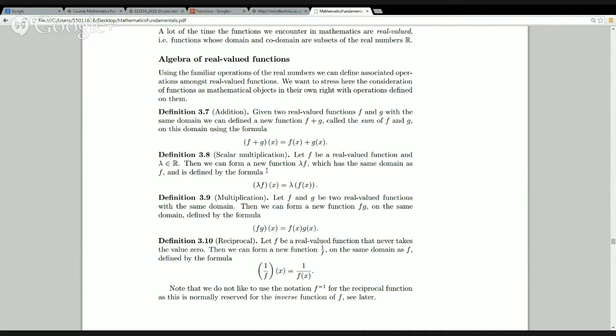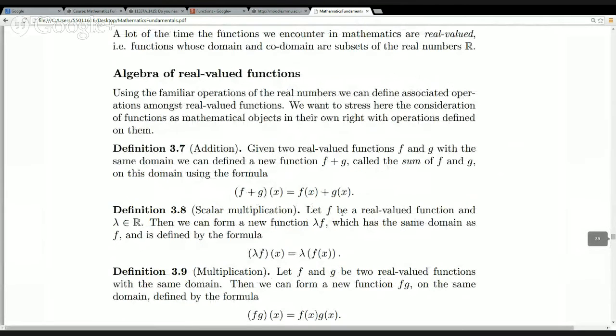You can multiply a function by a scalar. A scalar is just some other number, a real number lambda. And so you can form a new function lambda times f. Its values are the real number lambda multiplied by the corresponding value of the original function f. So the function lambda f, evaluated at an argument x, is lambda times the value f of x.